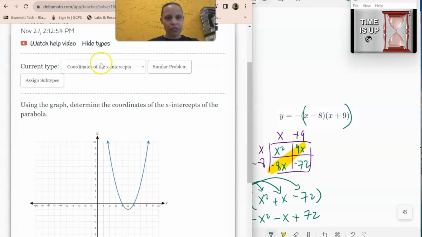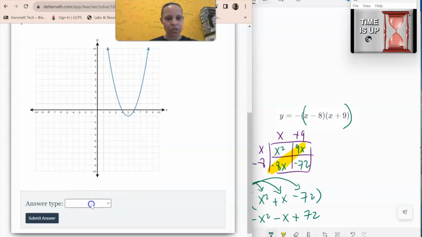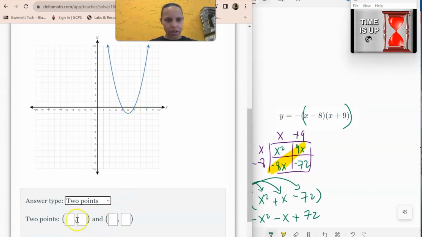All right, what if I'm looking for the x-intercepts? So I'm going to look where this graph, the blue graph, crosses the x-axis. So this is going to be at 4 and at 6. And how do I write that as a coordinate? It's going to be 2 points because it crosses twice, at 4, 0, because it goes x and then y, and at 6, 0.